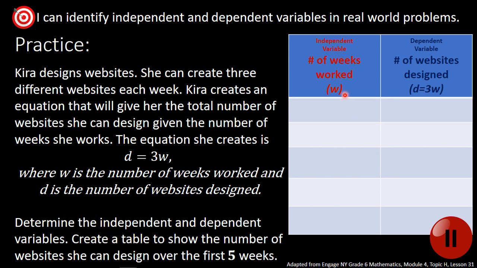All right, and W is going to stand for weeks worked. D equals 3W would be the websites designed. It said the first 5 weeks, so we put in 1, 2, 3, 4, 5 for our weeks.